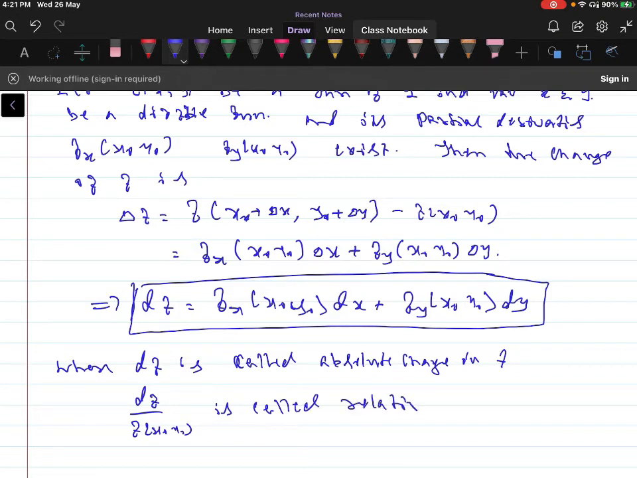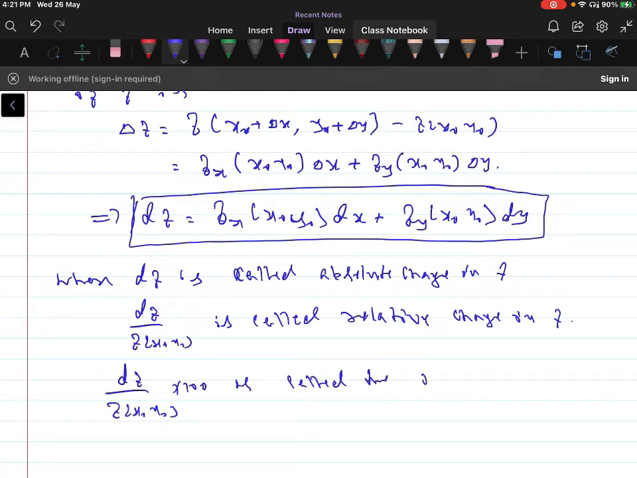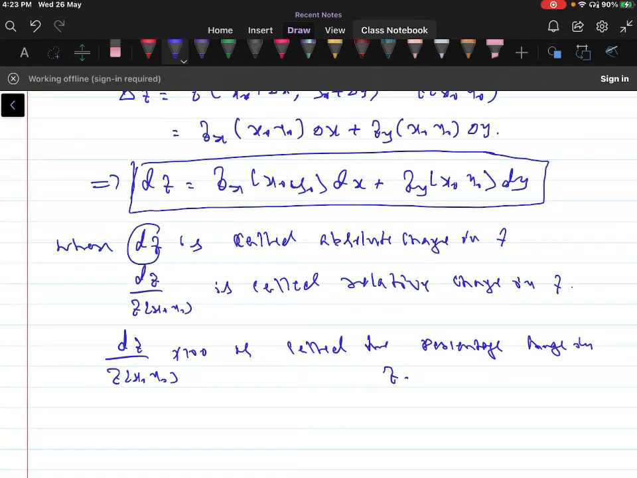relative change in f, and df by f at the point x naught, y naught into 100 is called the percentage change in the function f. Or, df is called absolute error in f. df by f is also called relative error in f. df by f into 100 is called the percentage error in the function f.